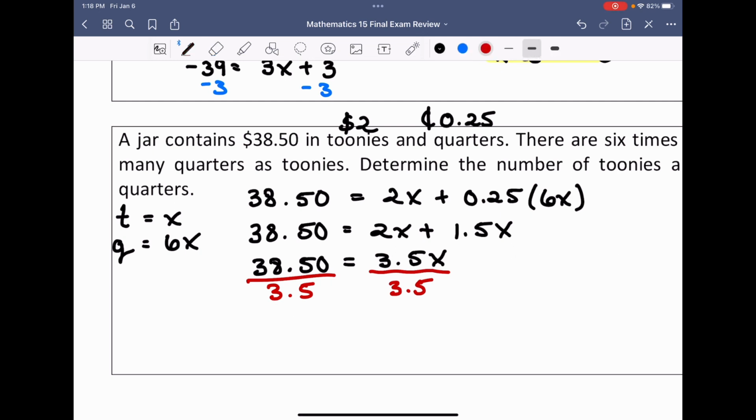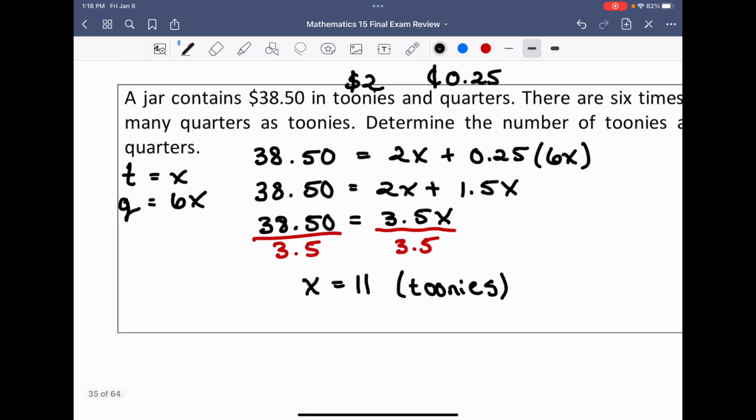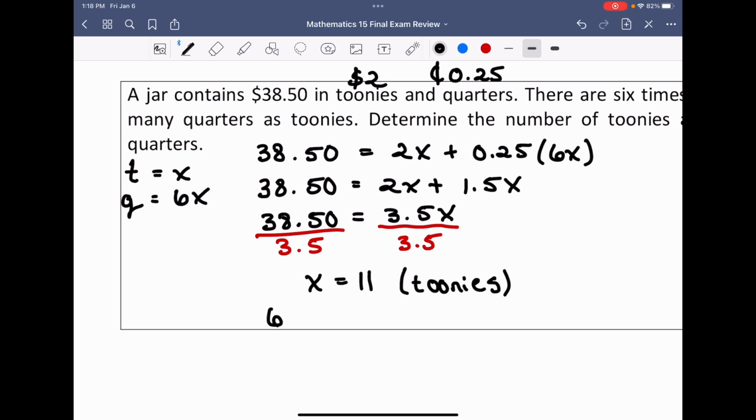And I'll make sure for consistency I have this in black here. x is equal to 11. Well, x, what was that? That was the number of toonies. So in brackets, I'm just going to write toonies. How do I get the amount of quarters? Well, remember, quarters were 6 times x. And if x is equal to 11, it's 6 times 11, which is equal to 66 quarters.